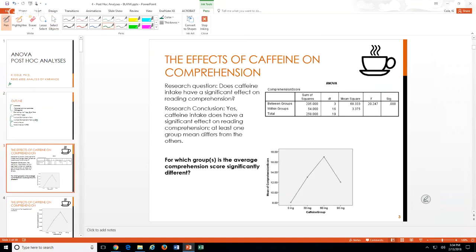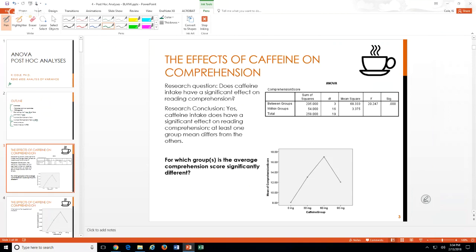We are once again going to work on the capping and comprehension data set because we've looked at it. Last week we looked at the assumptions of it. We made a conclusion that yes, there are significant differences in the comprehension score for our different capping groups. But what is our primary conclusion after a one-way ANOVA? That a difference exists, that at least one group is different from the others.